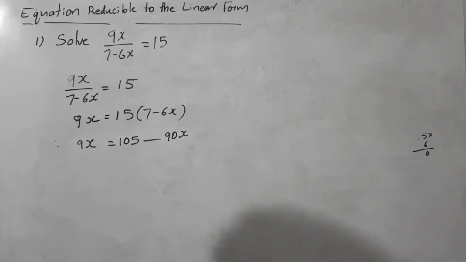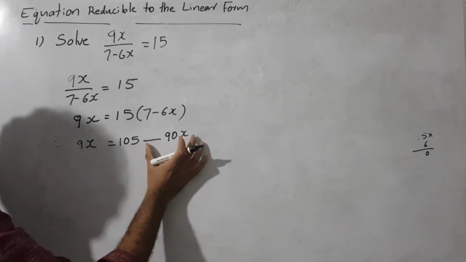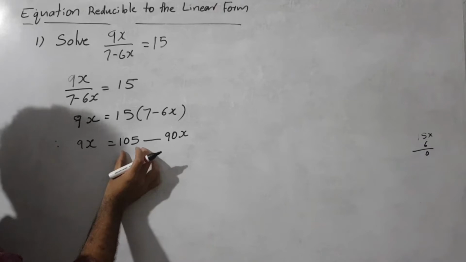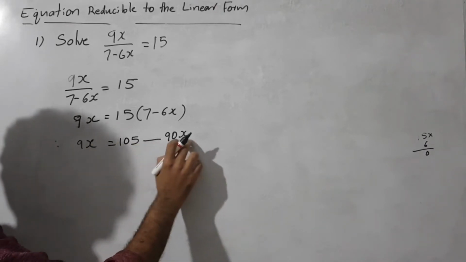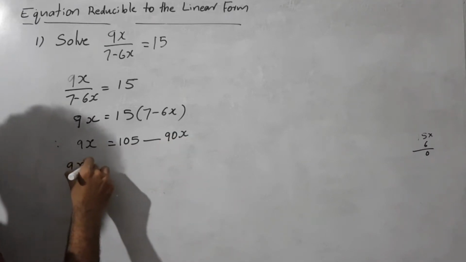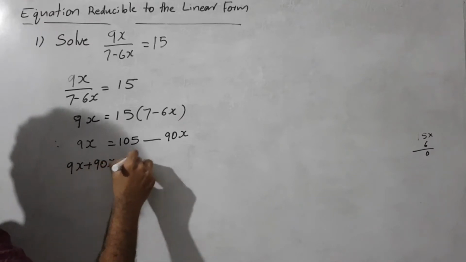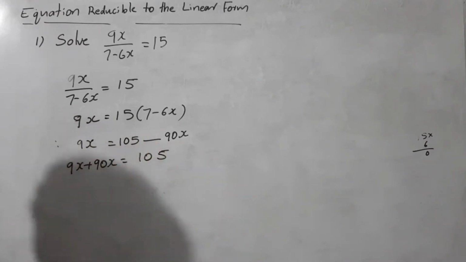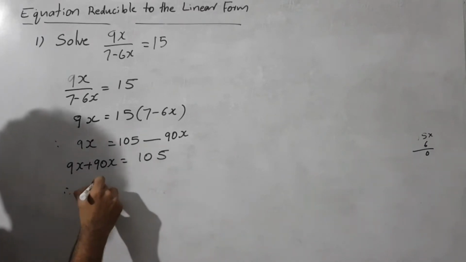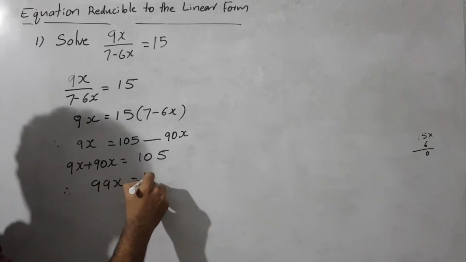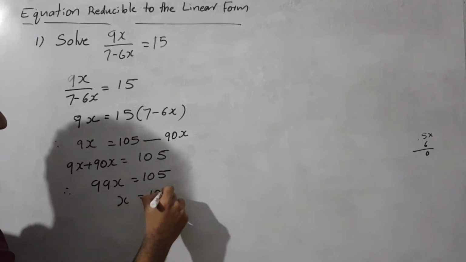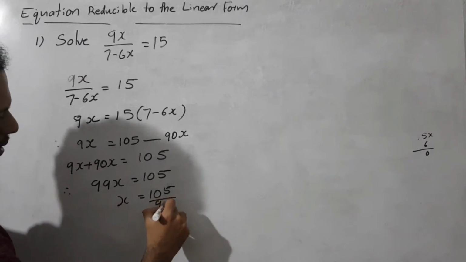90x, correct? Then we transpose the 90x, the x containing term, to one side, and we keep the constant on the right side itself. What are the changes? It's minus 90x, subtracting 90x, then transposing, plus 9x plus 90x is equal to 105. Okay, then what is next? Therefore 9x plus 90x is 99x is equal to 105. Therefore x is equal to 105 divided by 99.